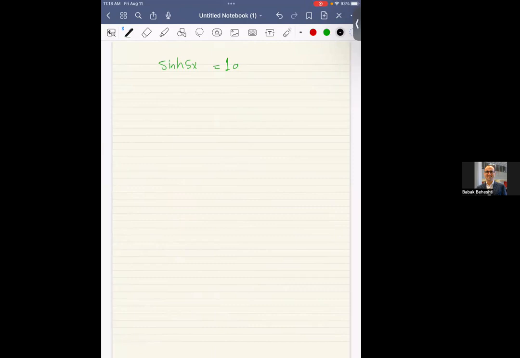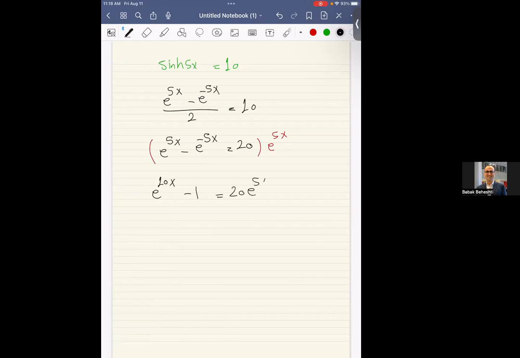Right? So you have this equation, e to the power 5x minus e to the power minus 5x over 2 equal to 10. So e to the power 5x minus e to the power minus 5x equal to 20. Then you multiply by what? e to the power 5x. If you multiply by e to the power 5x, you get e to the power 10x minus 1 equal to 20 e to the power 5x. So you have e to the power 5x squared minus 20 times e to the power 5x minus 1 equal to 0.